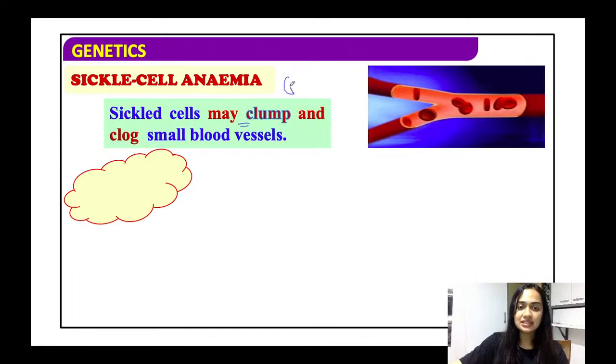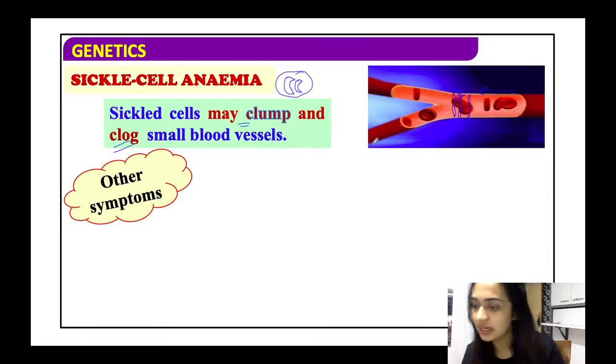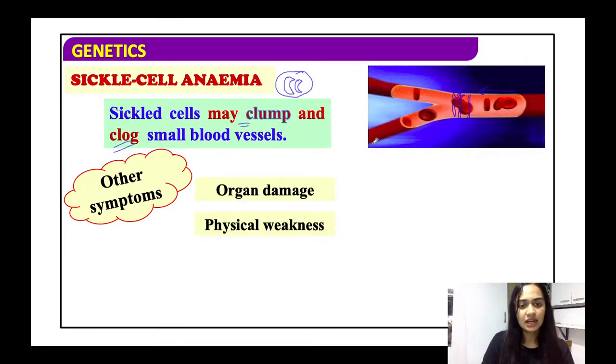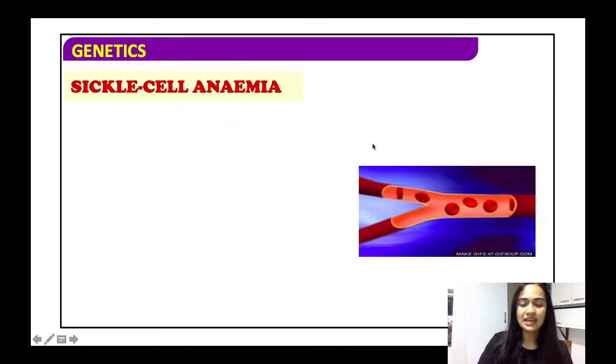These sickle-shaped cells start clumping together, and they clog the small blood vessels. They form a clot in the blood vessels, and once they form this clot, they prevent the flowing of the blood. Other symptoms include organ damage, physical weakness, pain and paralysis.